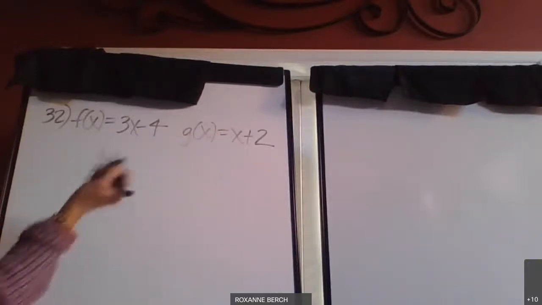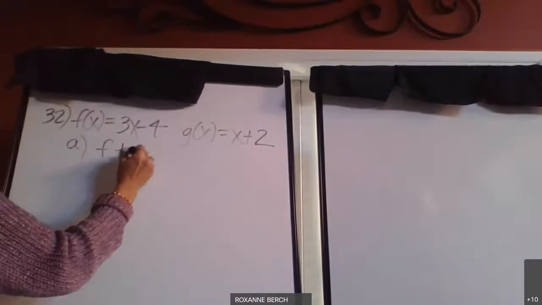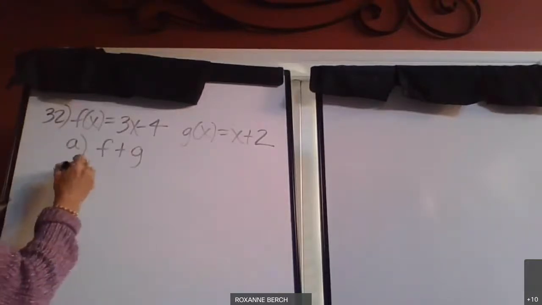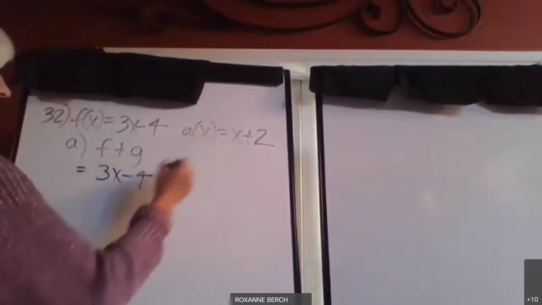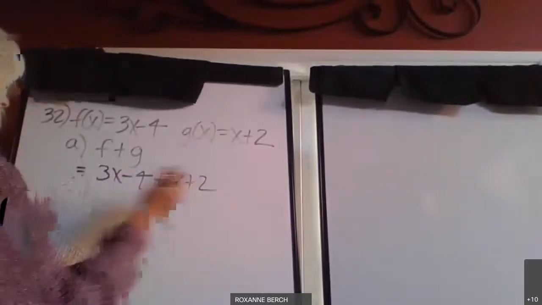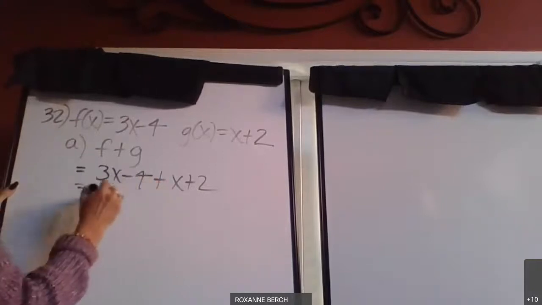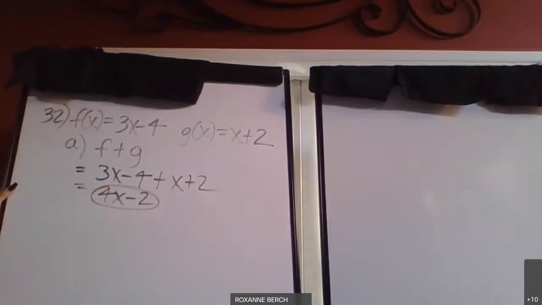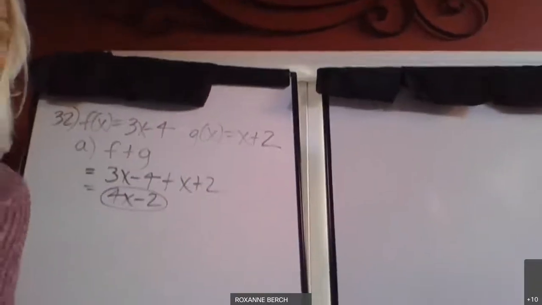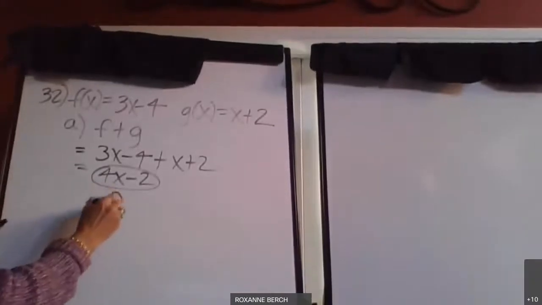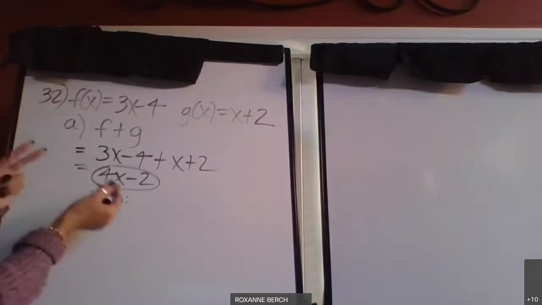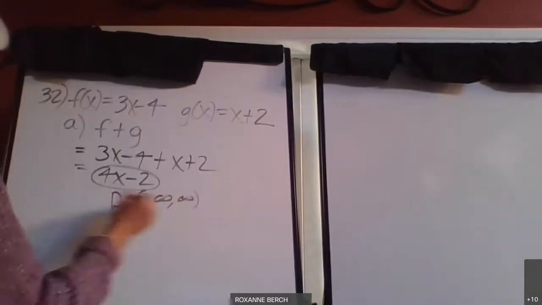And they want you to, first of all, add them. So simple, add them. The F function is 3x minus 4, and the G function is x plus 2, and you just combine like terms. So 3 plus 1 is 4x, negative 4 plus 2 is negative 2, and then they want you to state the domain. Now, the domain is where the graph exists. I need you at this point to recognize this is a line, and if this is a line, that means it goes forever, left and right.